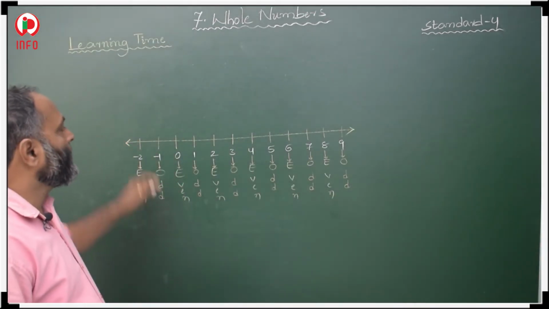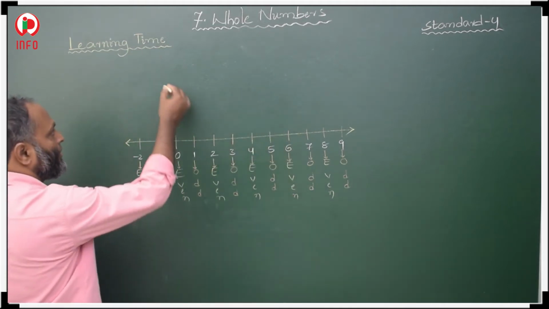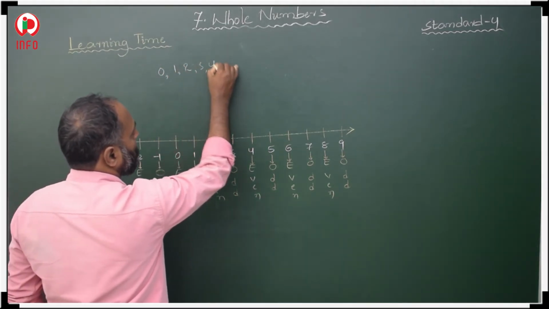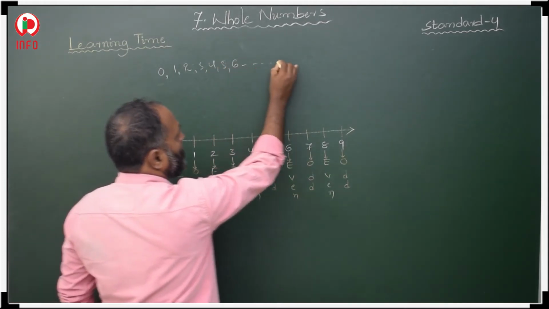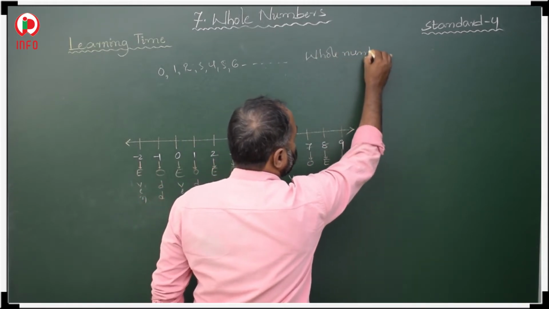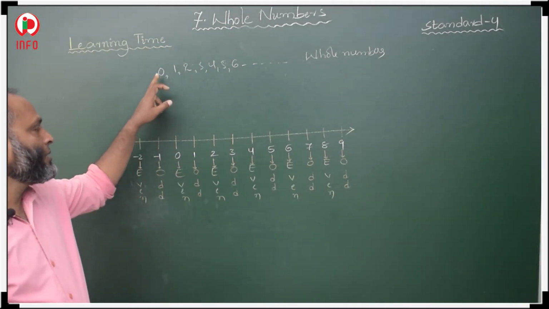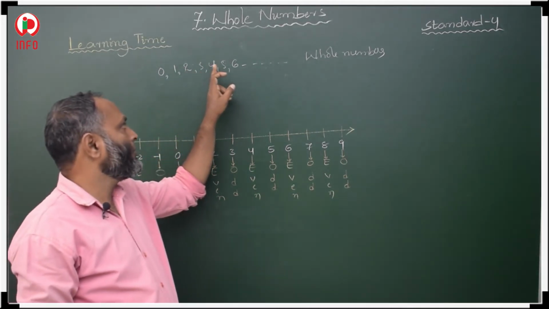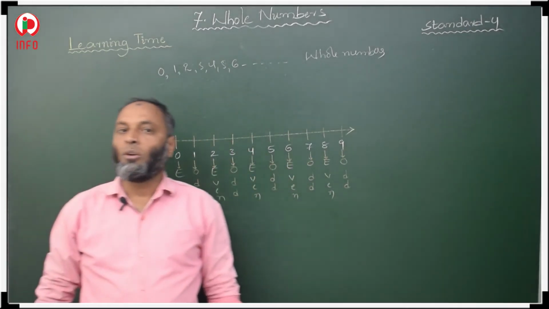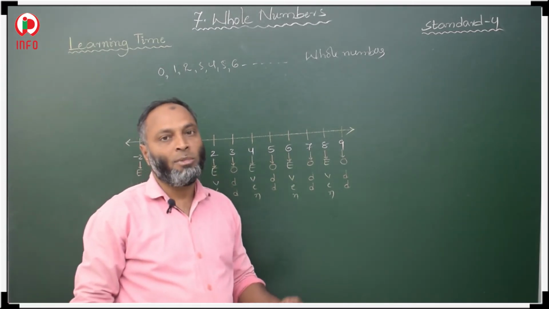Now in this chapter we are going to learn about whole numbers. Already we know what whole numbers are. Whole numbers start from 0, 1, 2, 3, 4, 5, 6, and so on. All these numbers are whole numbers. The set of these numbers is called the whole numbers set. In this chapter we are going to discuss the properties of whole numbers.